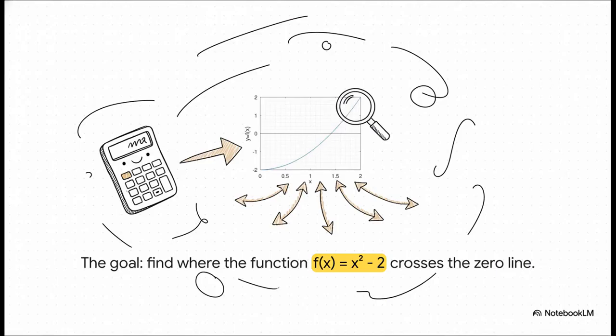And here's the really clever part. The calculator completely reframes the problem. Instead of asking what number times itself equals 2, it flips it and asks, okay, for the function x squared minus 2, where does the graph hit 0? And if you look at this chart, it's that exact spot where the blue line crosses the horizontal axis. That crossing point is called a root, and that right there is our answer.